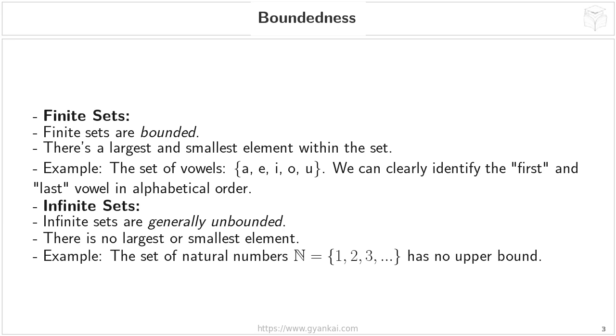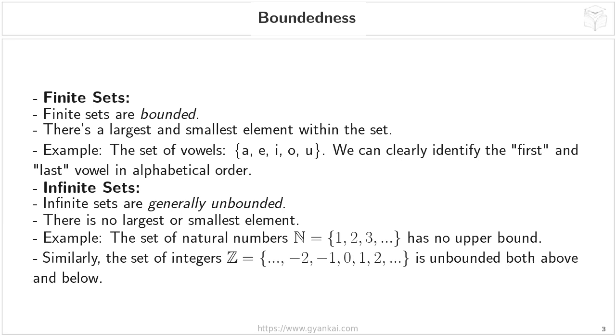It goes on infinitely. Similarly, let's look at the set of integers, denoted by Z, that's ..., -2, -1, 0, 1, 2, and so on, again with the ellipsis showing it continues infinitely in both directions. This set is unbounded both above and below. There's no biggest integer, and there's no smallest integer. It extends infinitely in both the positive and negative directions.